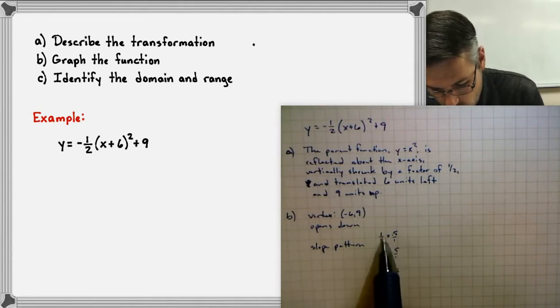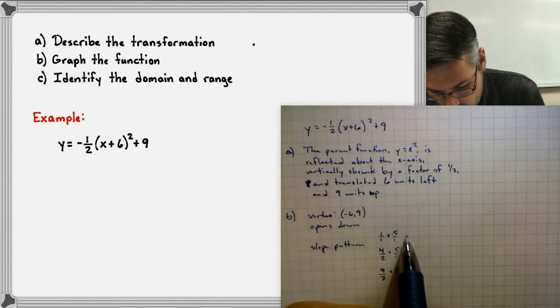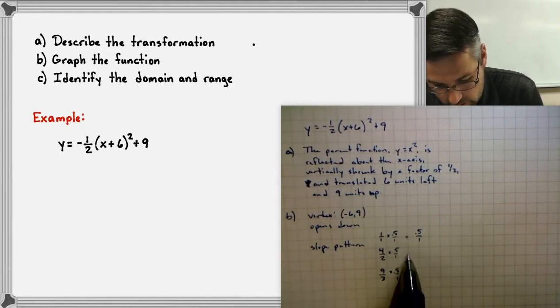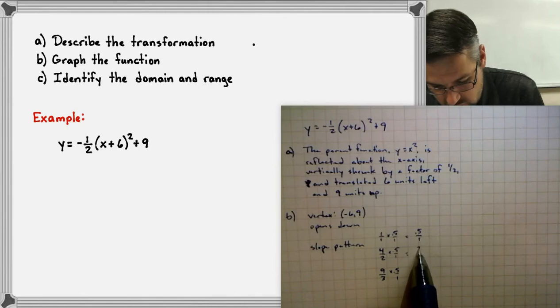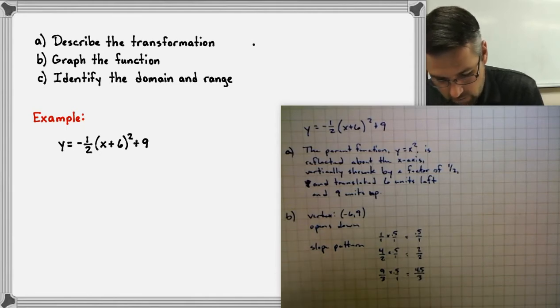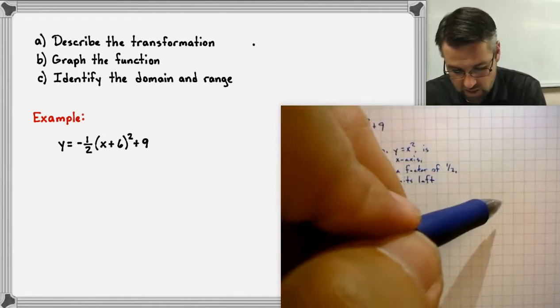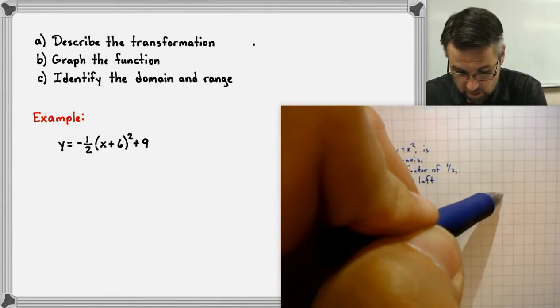Okay? And so what is 1 times 0.5? Well, it's 0.5. 1 times 1 is 1. So there's my new slope pattern there. 4 times 0.5 is 2. 2 times 1 is 2. 9 times 0.5 is 4.5. And 3 times 1 is 3. So there we have the 3 things that we need to graph this parabola effectively.